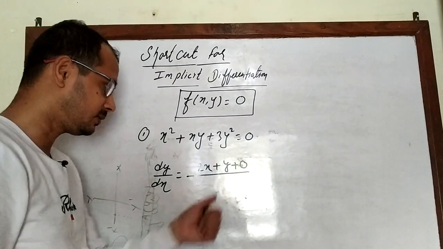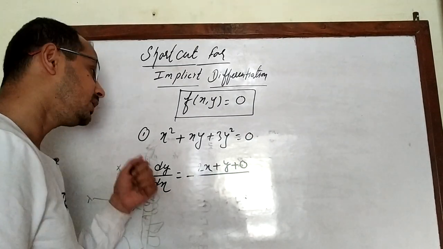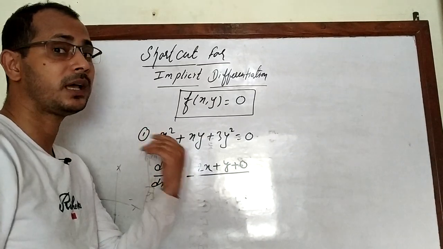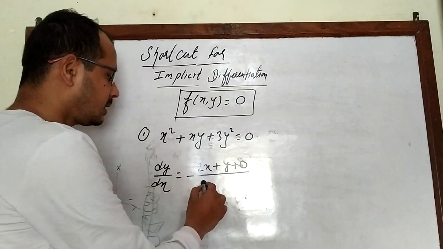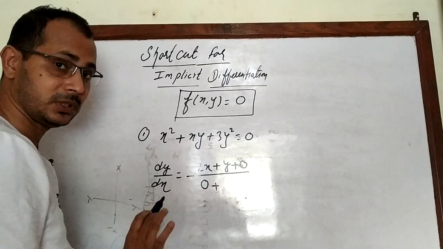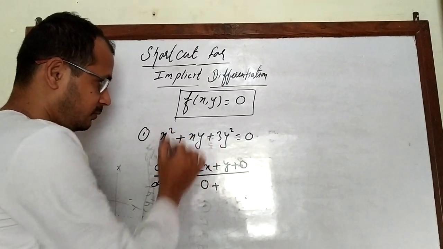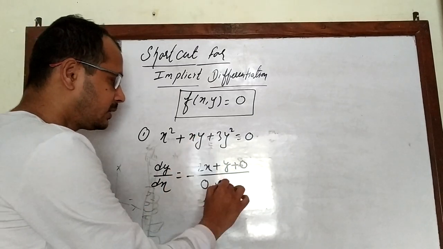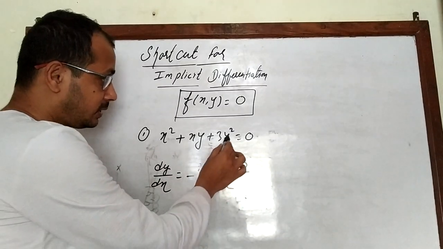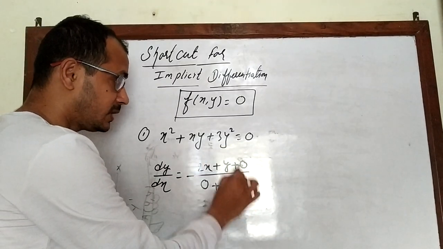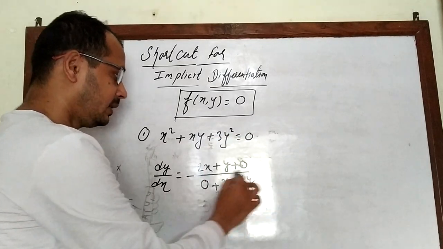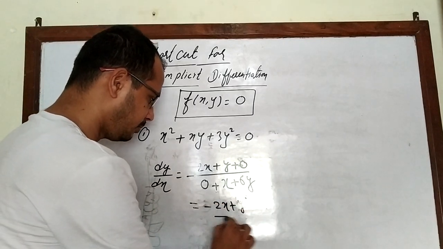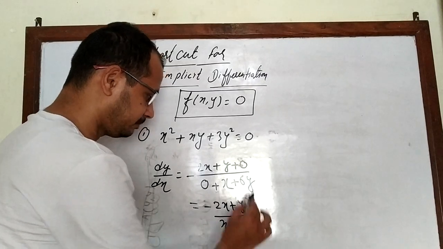Now again, for the denominator, what we need to do? We need to again differentiate with respect to y, taking x as constant. So x square is constant, derivative is 0. Okay, x is constant. So what will be the derivative? So suppose this is 5y. So derivative of 5y will be 5. So this will be x. Now here, 3y square, derivative with respect to y, 6y. This is in fact our answer. The answer is minus 2x plus y by x plus 6y. Shortcut.